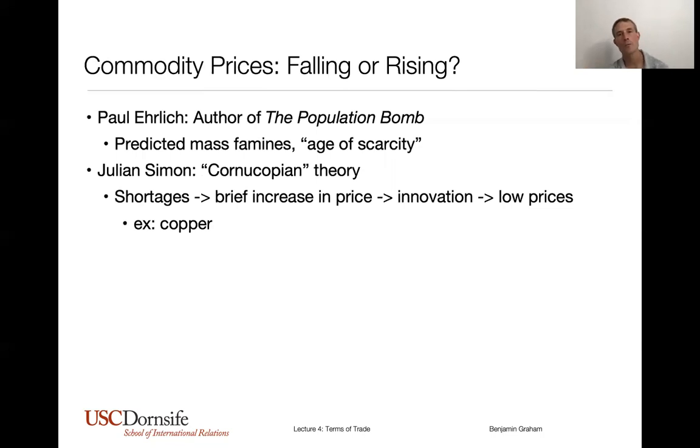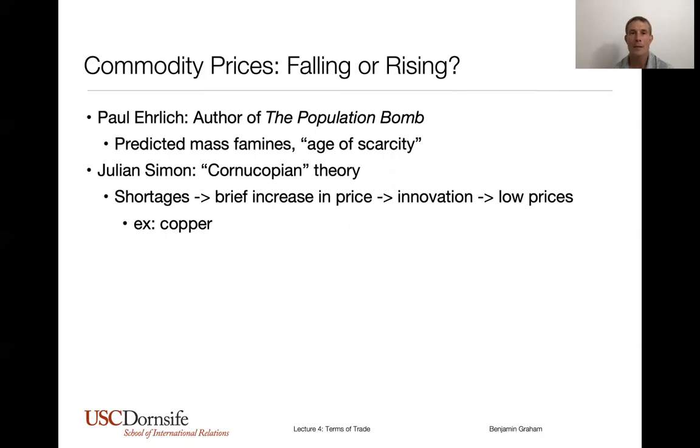And Julian Simon was another thinker who countered and said, no, look, if you have a shortage in something, that's going to lead the price of that thing to increase. That increase in price is going to drive the incentives for innovation, and you're going to find a good replacement for that thing that became scarce, and prices are going to go back down, right? And the classic example here is copper, which used to be used in pipes and cookware and all these different things. And there's still a lot of copper piping used in houses.